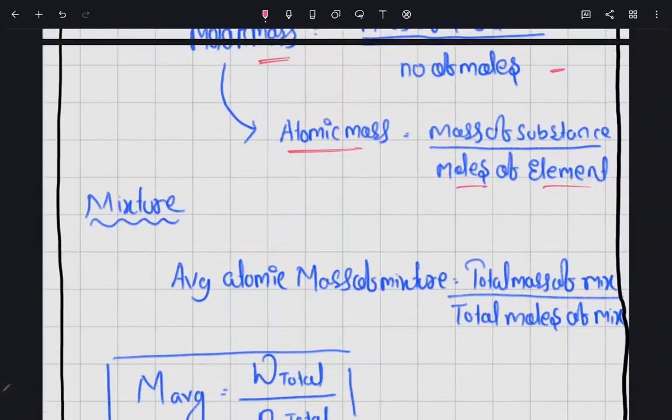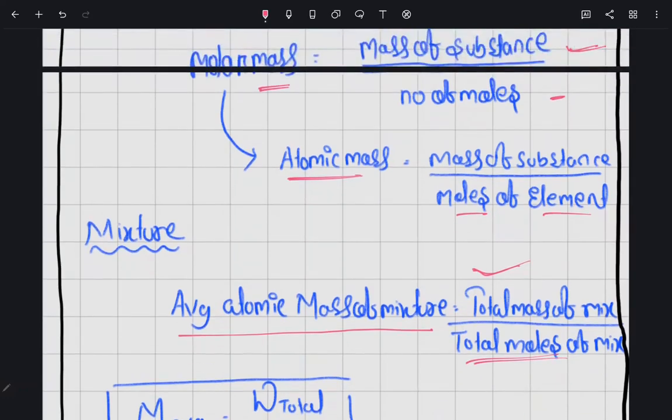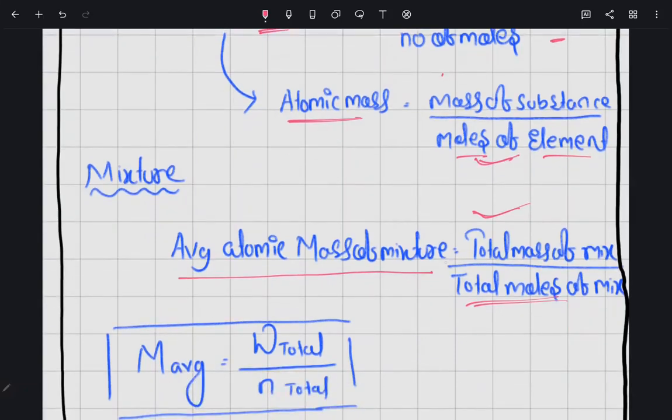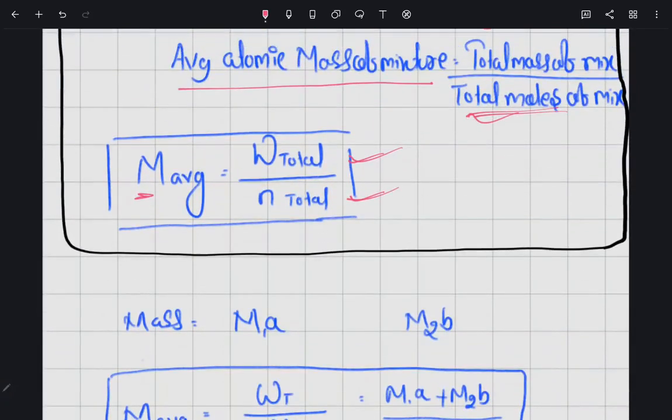The same way, what will it be for a mixture? Same: average atomic mass of the mixture is equal to total mass of the mixture divided by total moles of the mixture. That's it. So M average is equal to W total divided by N total. It's that easy. Now the point is how to find the mass, sir.